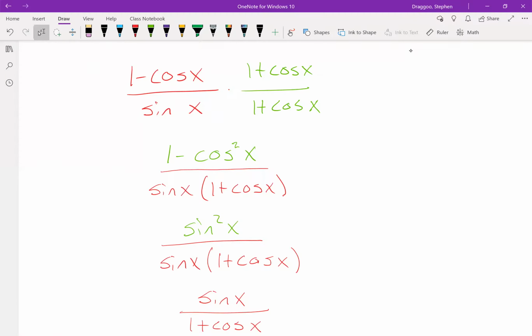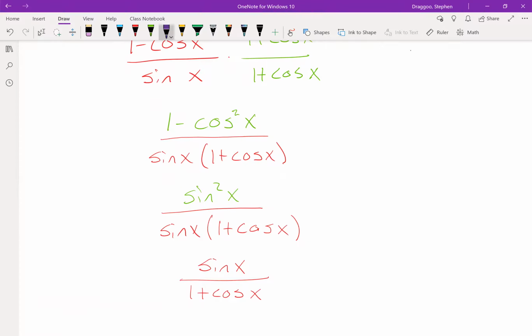Now I combined the pieces in the numerator, again using difference of squares. 1 minus cosine times 1 plus cosine is 1 minus cosine squared. And that is a Pythagorean identity. I know that 1 minus cosine squared is equal to sine squared.